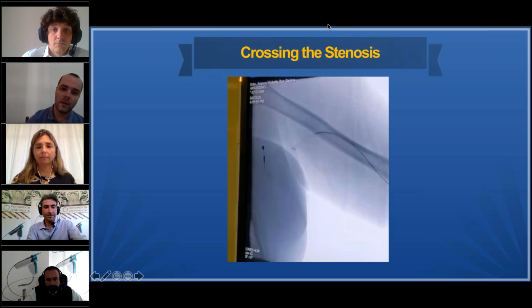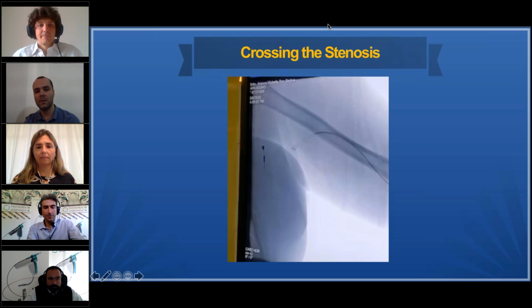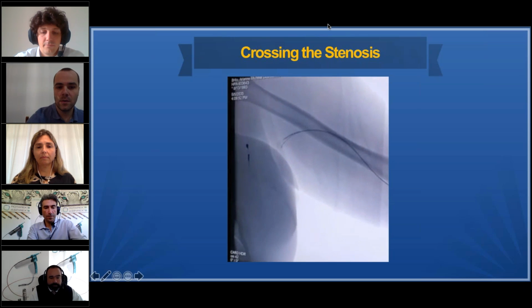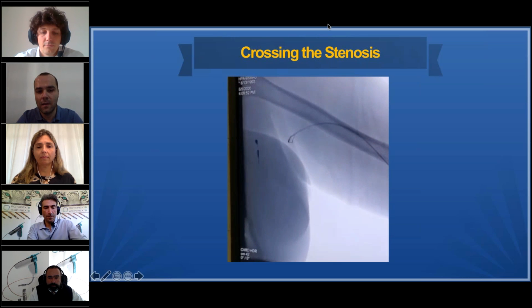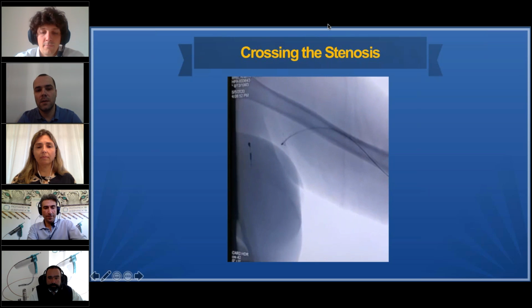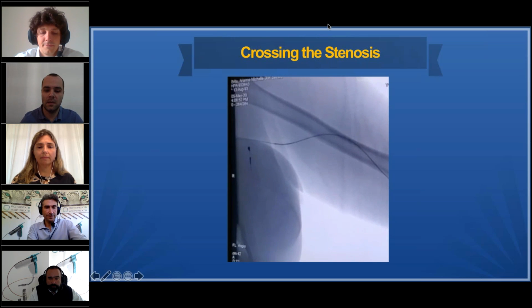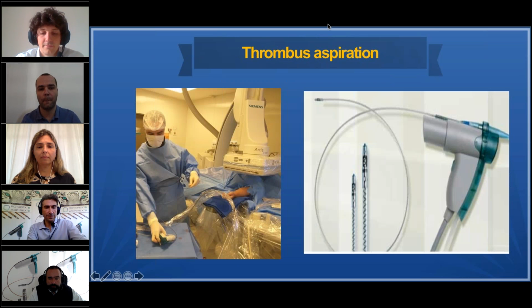Almost every stenosis in grafts is located in the anastomosis, the distal anastomosis between the vein and the graft. Crossing the stenosis is not hard. You just push the catheter near the stenosis, pull and push the guide wire, and you cross easily, as you can see in this video as well.